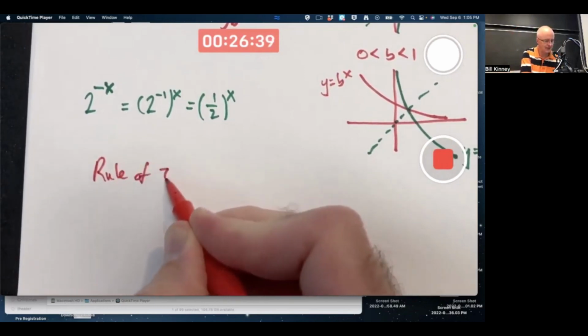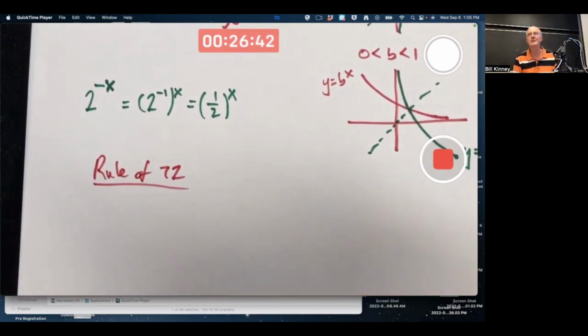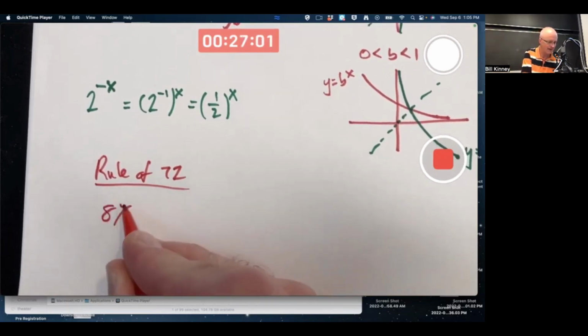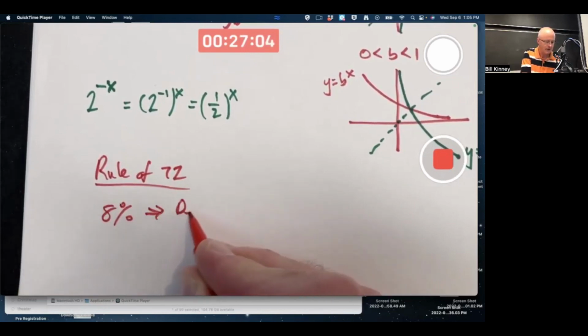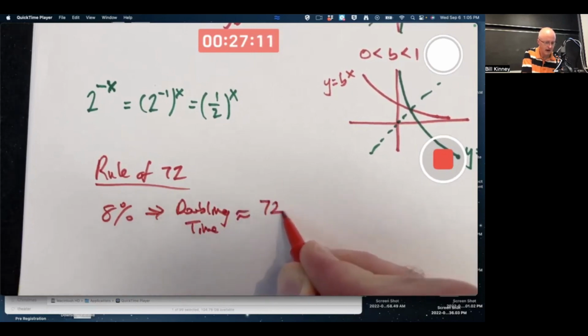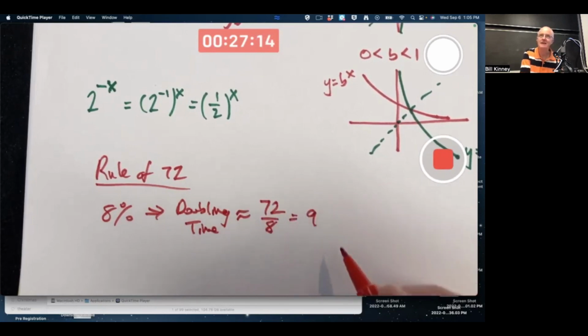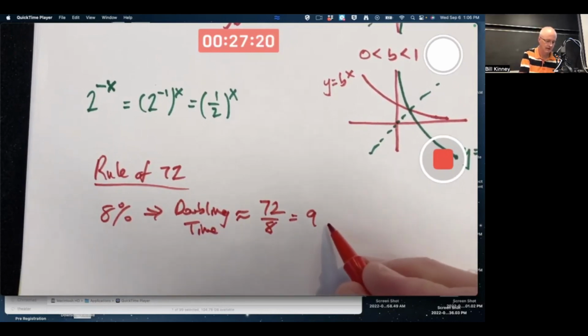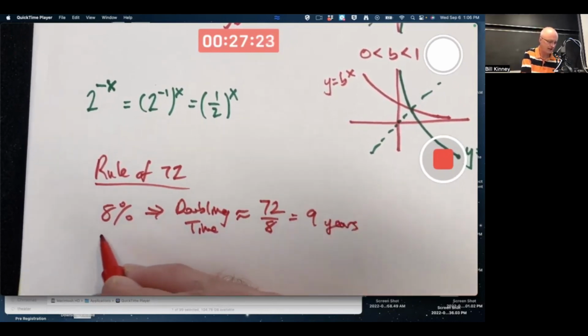Rule of 72. It's sometimes called the rule of 70, but I think the rule of 72 works better. That if you've got an investment that grows at a certain percent per year, you can figure out how long it's going to take to double. And what you do is you take 72 and you divide it by the interest rate or the growth rate. For example, if it's an 8% interest rate, the doubling time is approximately 72 divided by 8, 9 years, say, if the interest is in percent per year. I'd be assuming 8% is per year.